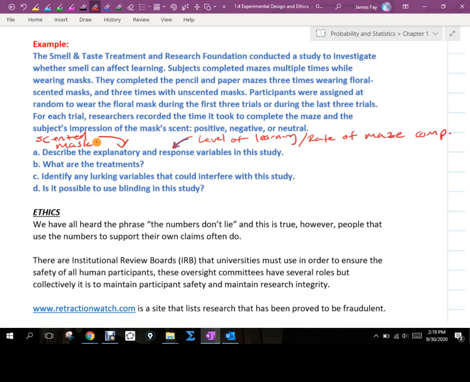Okay, get quiet. Okay. So what are the treatments? So what are the things that we're doing? And so the treatments are always going to be related to the explanatory variable, right? The thing that we can control, the thing that we change to see if there's a change in the response. And so what are the treatments that we're doing?